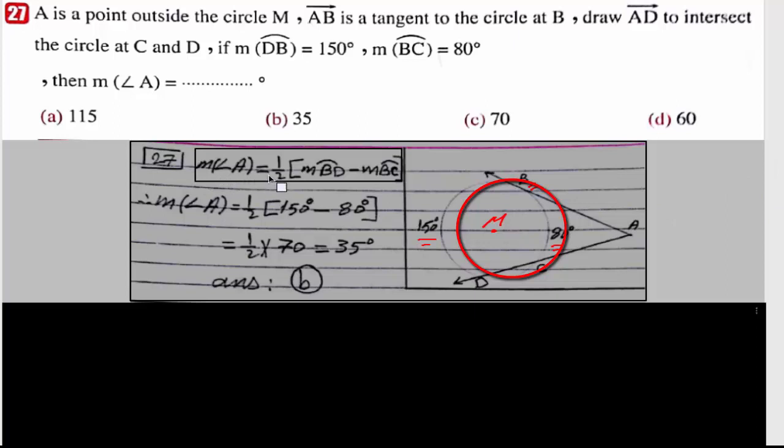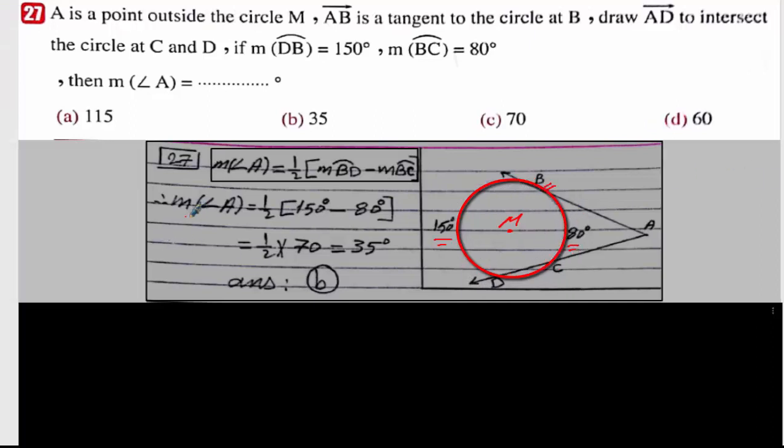Measure of angle A equals half multiply measure of arc BD minus the small one, measure of arc BC. So we substitute. Measure of angle A equals half multiply 150 minus 80. 150 minus 80 equals 70. So half multiply 70 equals 35. And the answer will be letter B.